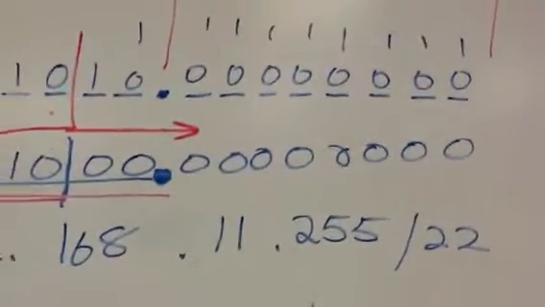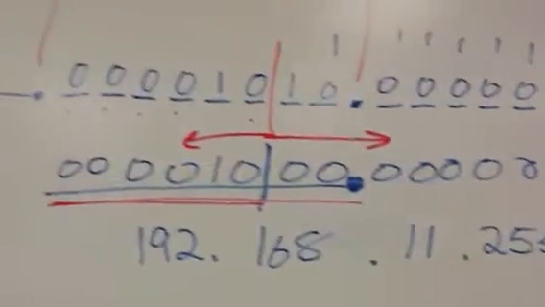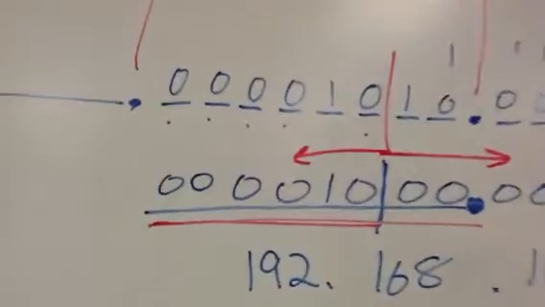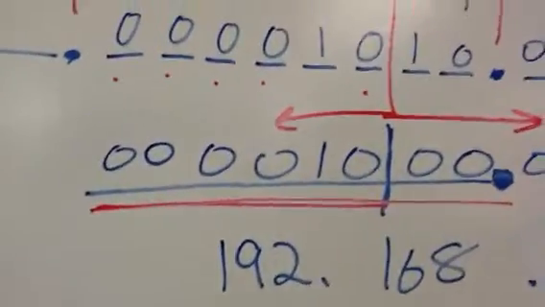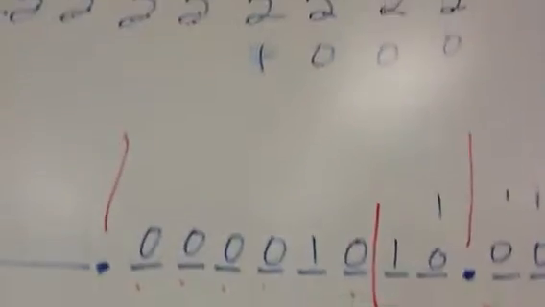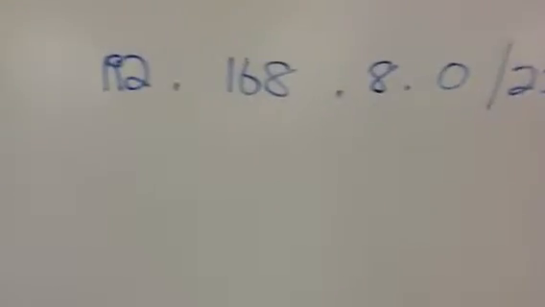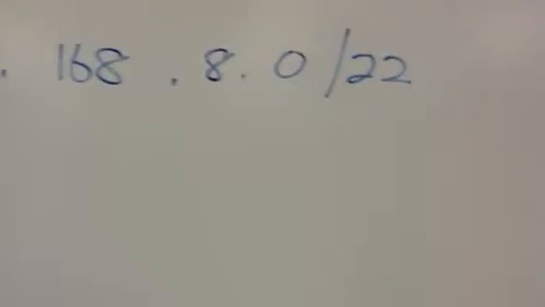So this right here, all zeros would be the network address. So if you look at this octet right here, that would be an 8. Be that one up there. That'd be an 8. So the network part of the address, 192.168.8/22.